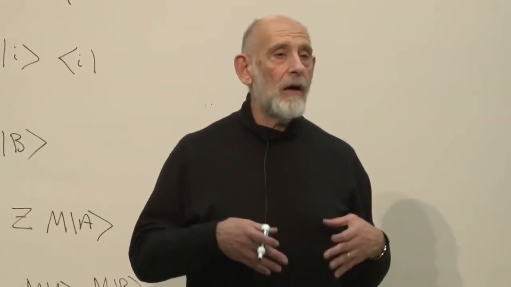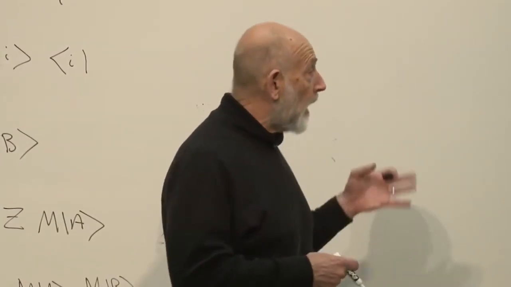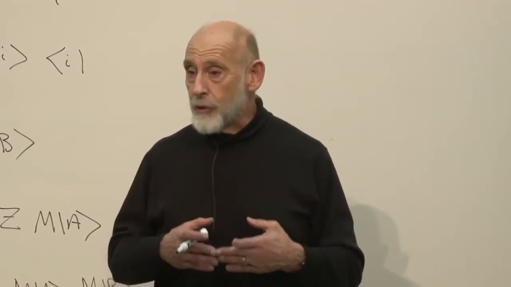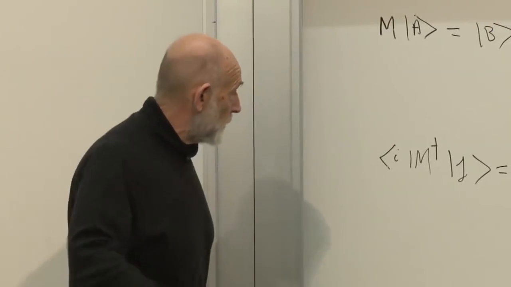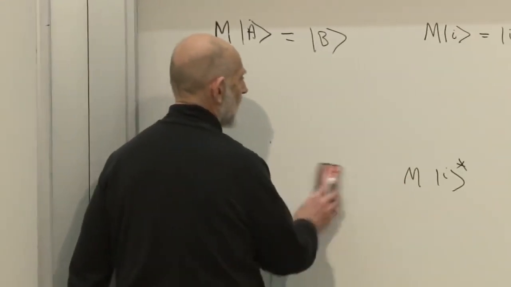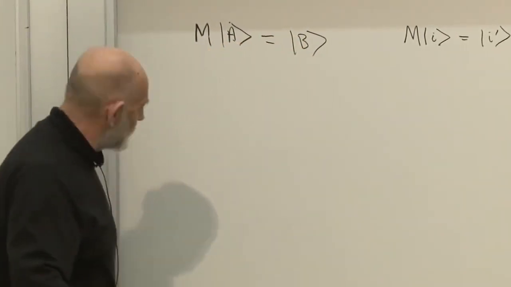Hermitian is the analog for matrices, or the analog for operators, of real. All right, so what it says, a Hermitian matrix. Now let's specialize to the case of Hermitian matrices, and just spell out Hermitian for you.